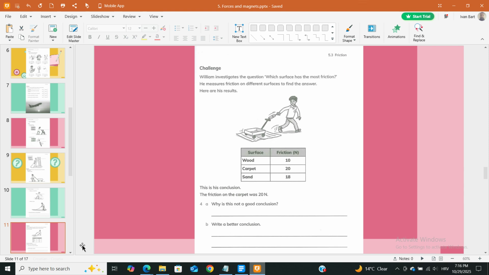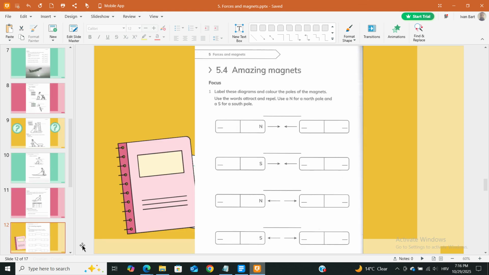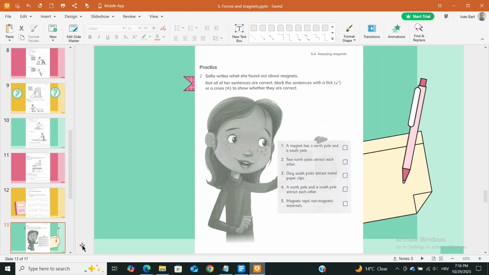5 Forces and magnets. 5.4 Amazing magnets. Focus. 1. Label these diagrams and color the poles of the magnets. Use the words attract and repel. Use N for a north pole and S for a south pole. N, S, N, S. Practice. 5.4 Amazing magnets. 2. Sophia writes what she found out about magnets. Not all of her sentences are correct. Mark the sentences with a tick or a cross to show whether they are correct.